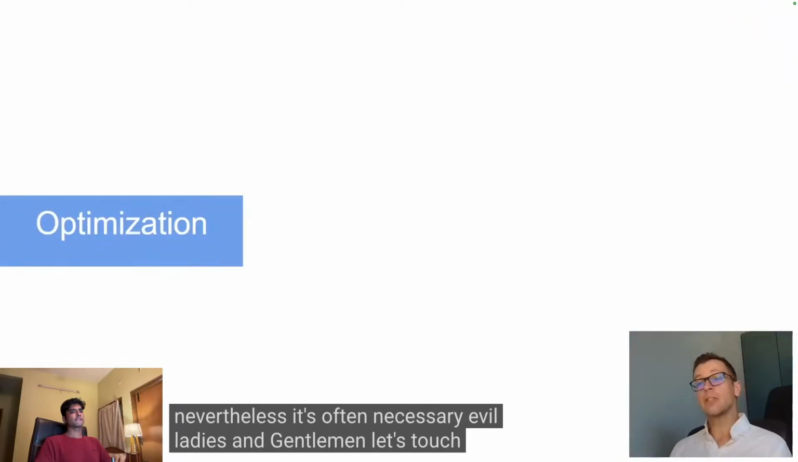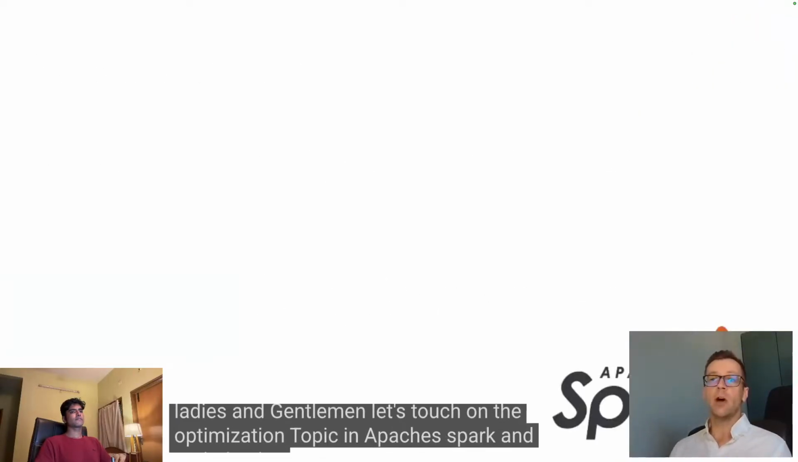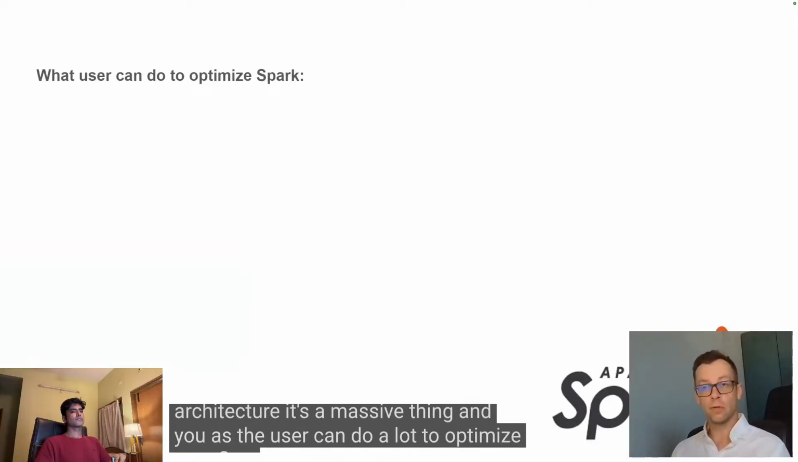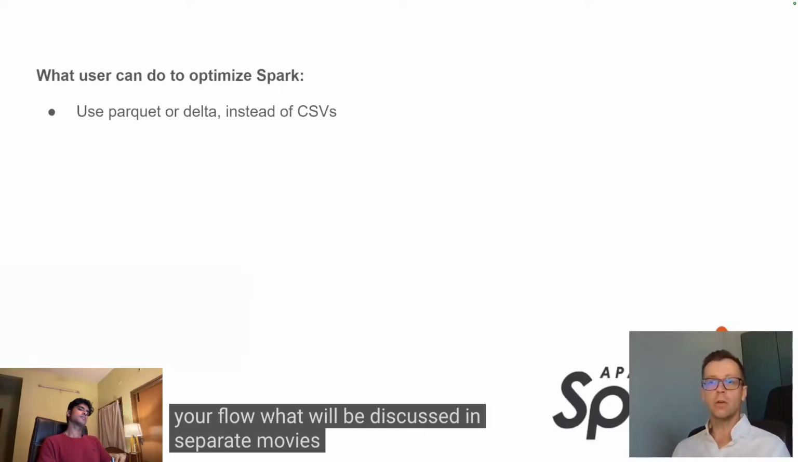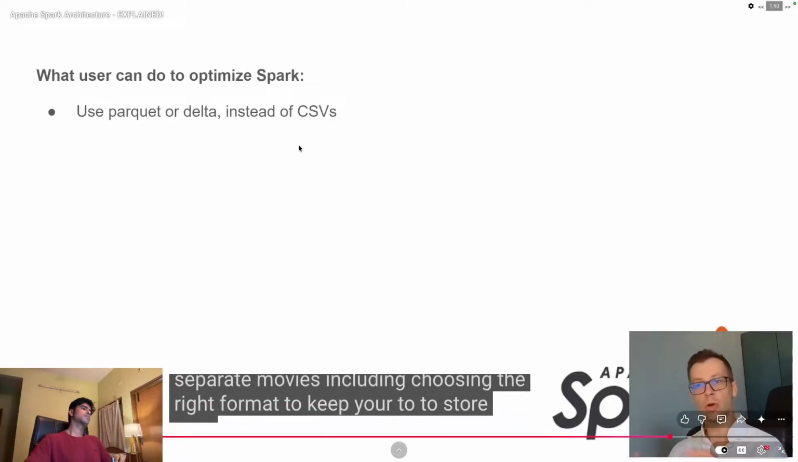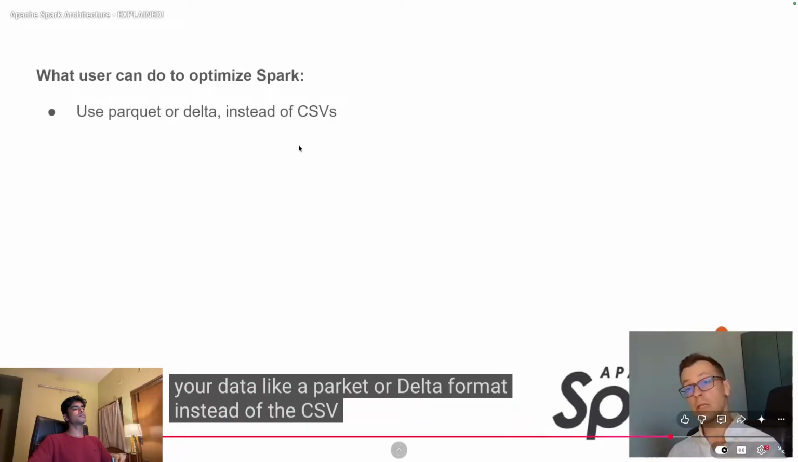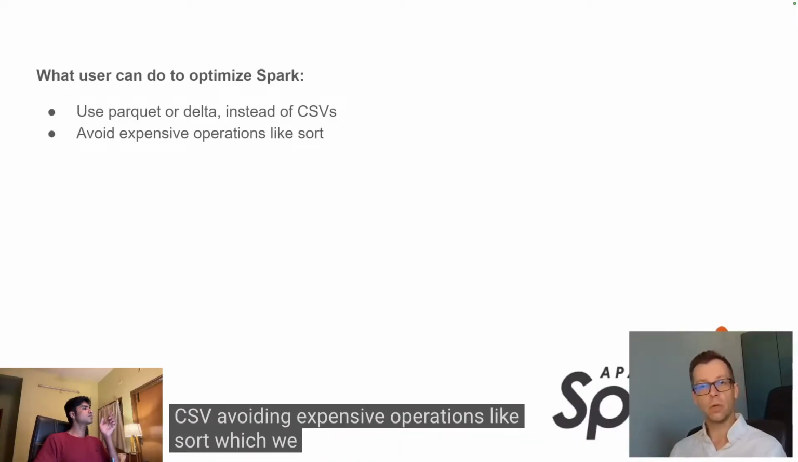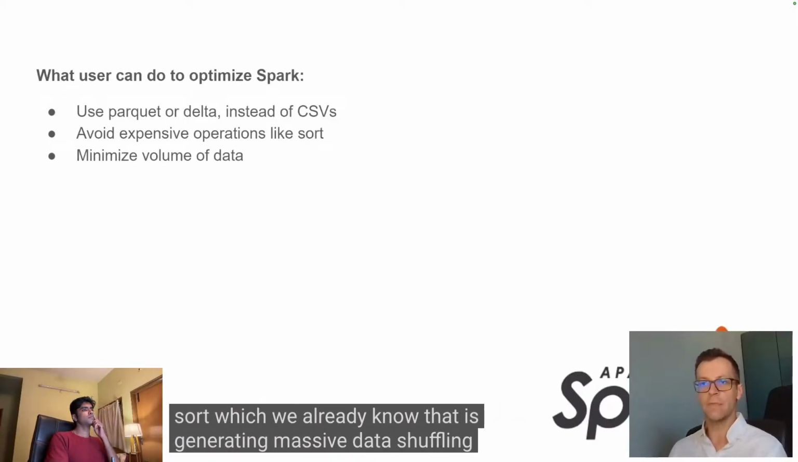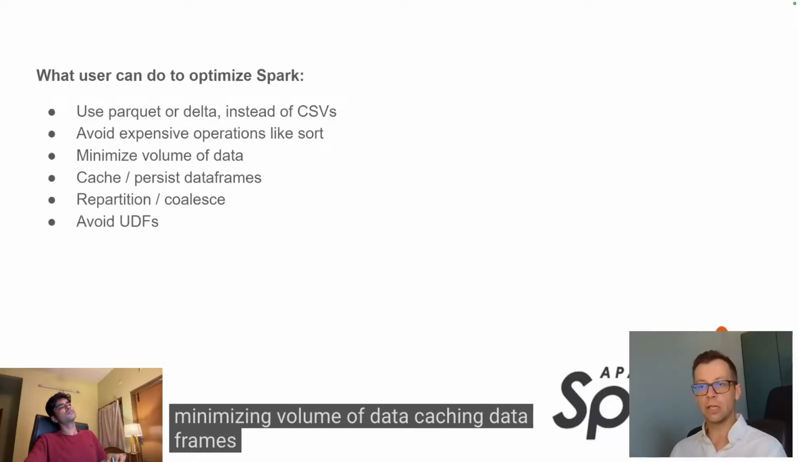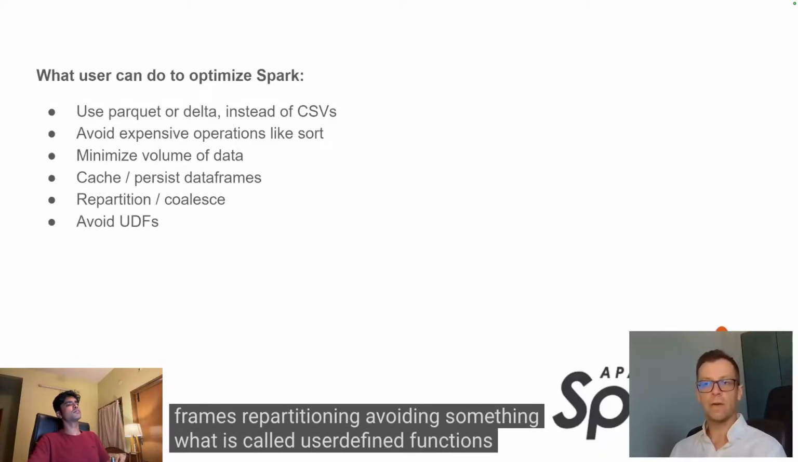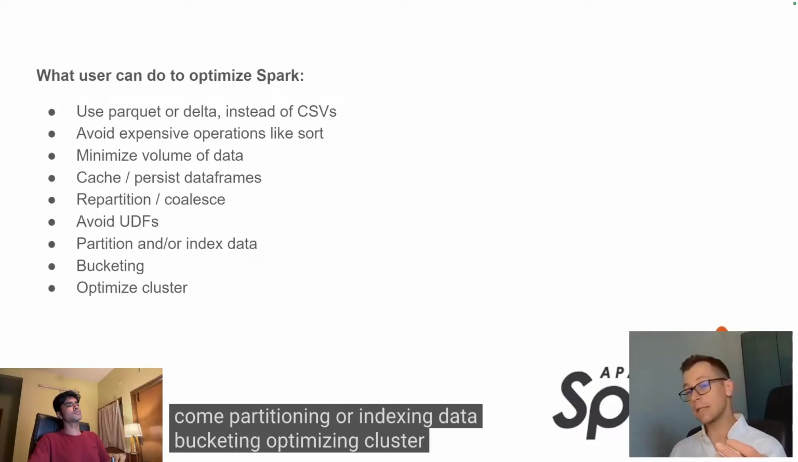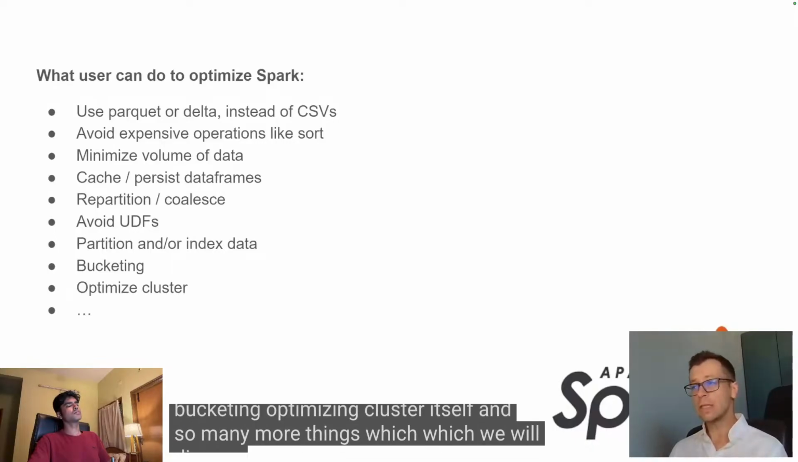Ladies and gentlemen, let's touch on the optimization topic in Apache Spark. Optimization in Apache Spark architecture is a massive thing, and you as the user can do a lot to optimize your flow. That will be discussed in separate movies, including choosing the right format to store your data, like Parquet or Delta format instead of CSV, especially Delta format. It's way more optimized than CSV. Avoiding expensive operations like sort, which we already know generates massive data shuffling, minimizing the volume of data, caching data frames, repartitioning, avoiding something called user-defined functions. Again, a separate movie about that will come. Partitioning or indexing data, bucketing, optimizing the cluster itself, and so many more things, which we will discuss in detail.